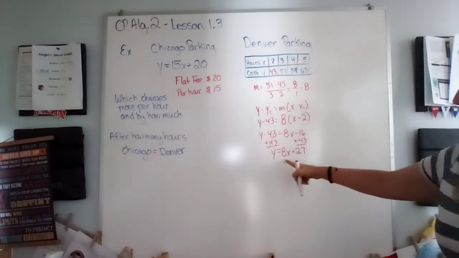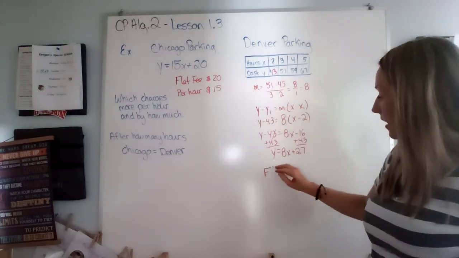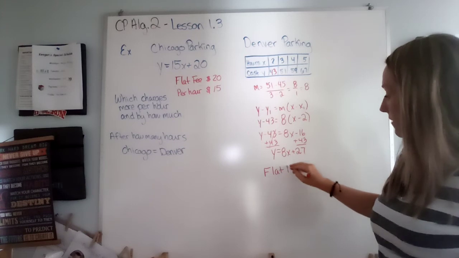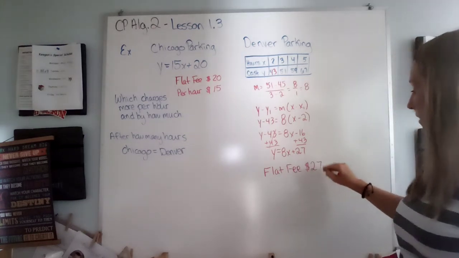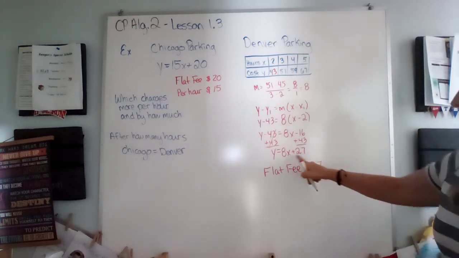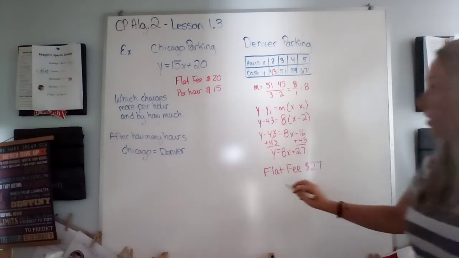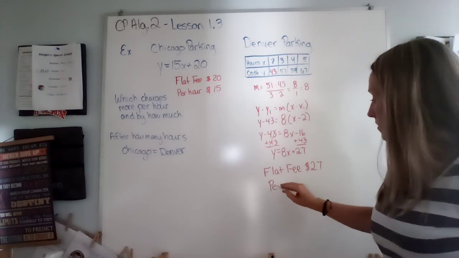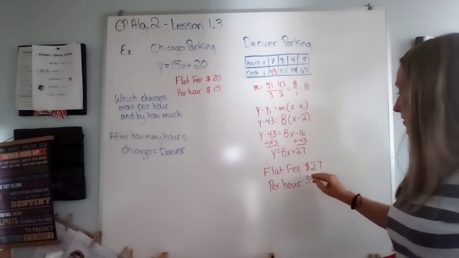So now that I have slope-intercept form, just like I had up here, I know that my flat rate is $27. Flat fee that they charge, $27. So if you only park for like 1 minute and then decide to leave, they're going to charge you $27. But if you park for an hour, right, x is hours, 1 times 8, $8 for the hour plus the flat rate. All right, so the per hour cost is $8.